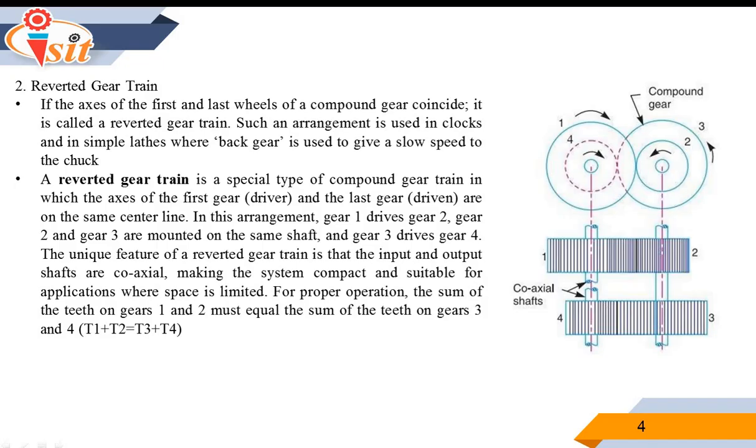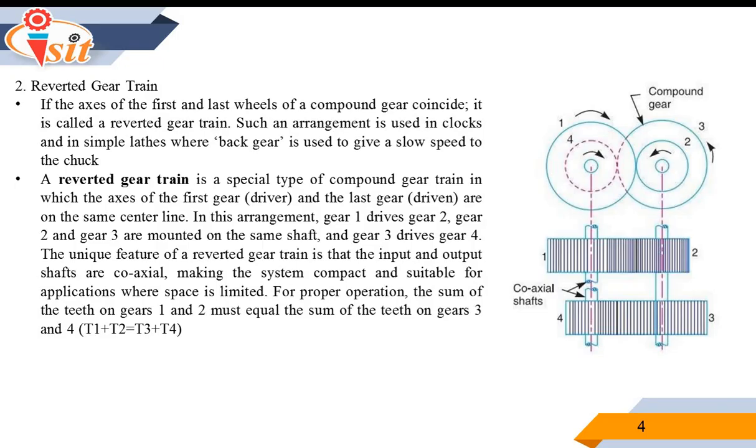Okay, so the reverted gear train is a special type of compound gear train in which the axis of the first gear and the last gear coincide. In other words, the input and output shafts are located on the same center line. This arrangement is achieved by carefully selecting the sizes and positions of the gears so that the distance between the first and second gear is equal to the distance between the third and fourth gear.